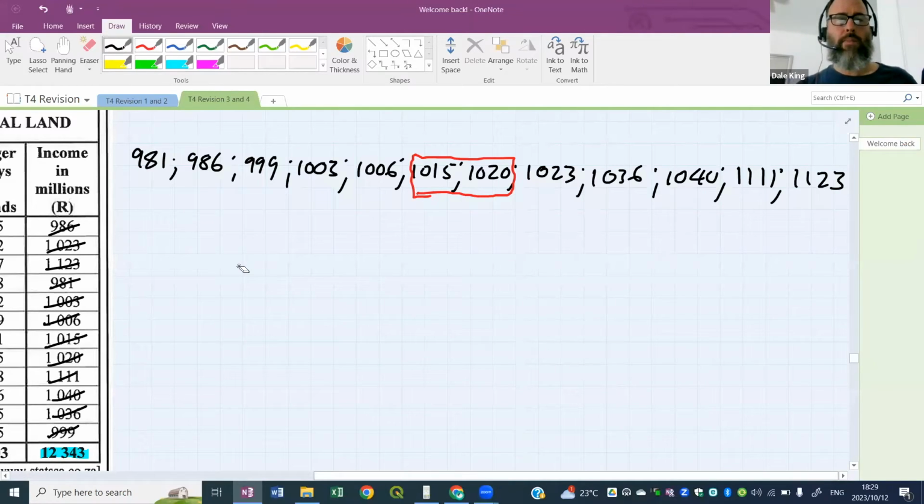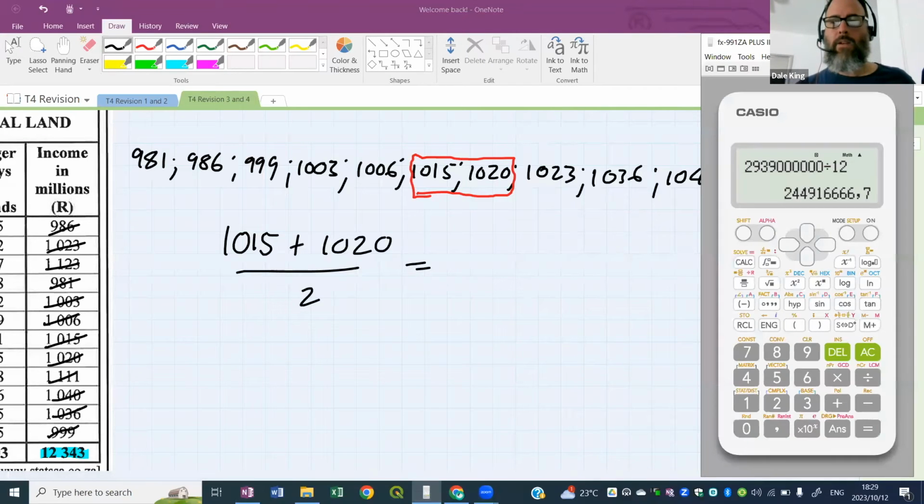We need to add them up. Yes, add and divide by 2. Very good. So it's going to be 1015 plus 1020 divided by 2. All right, let's do that quickly. So 1015 plus 1020.